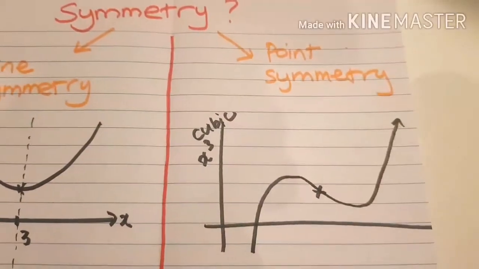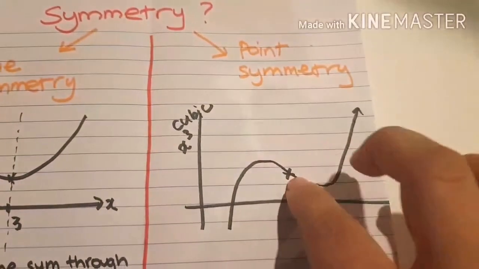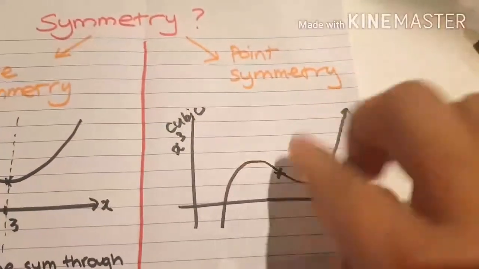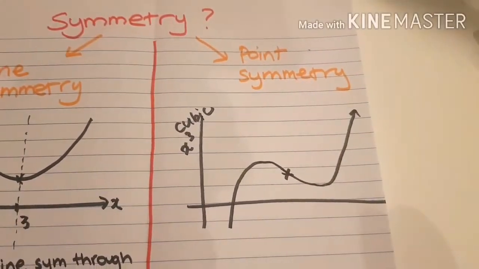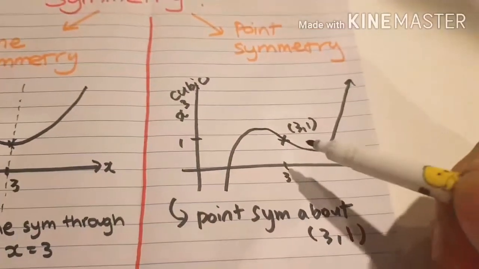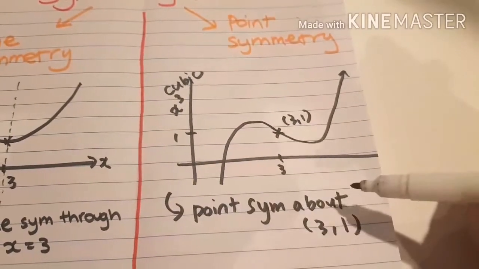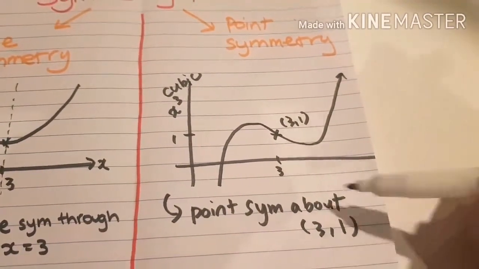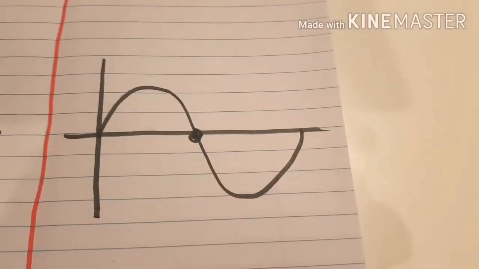So that's what point symmetry is about. If you rotate it at this point, this part will go here and that part will come back here. That's when we have point symmetry. For point symmetry you have to say, for example, if this is (3, 1), point symmetry about (3, 1). You need to come up with a coordinate.